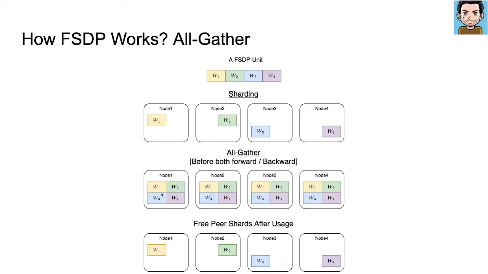It is important to note that we are not gathering the entire model. The entire model is too big to fit on a single GPU. We are gathering a single FSDP unit. After all gather, each GPU can perform its forward or backward operation independently. Once the operation is complete, every GPU will keep its own shard only and free the other shards from the other GPUs. Basically, each GPU returns to its initial state before the all gather operation.